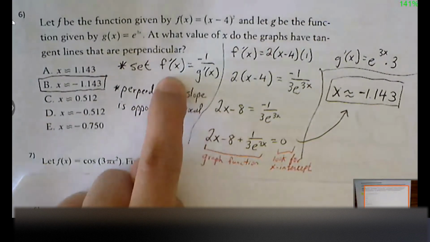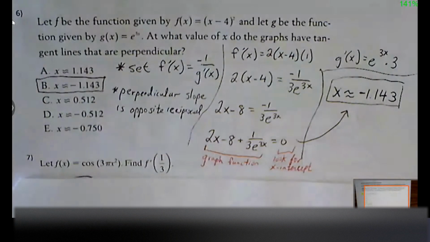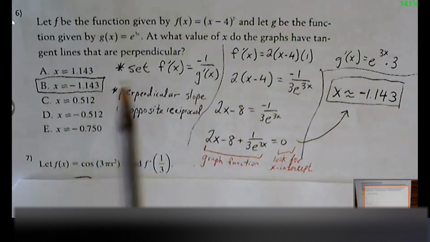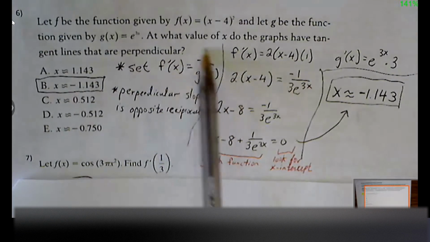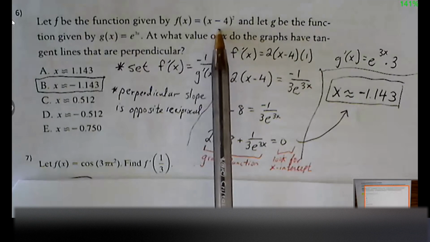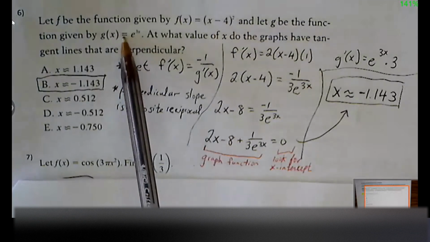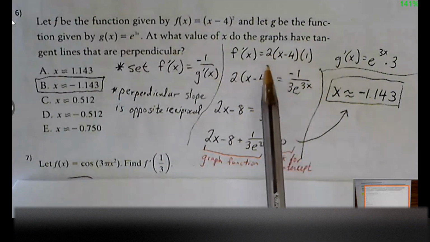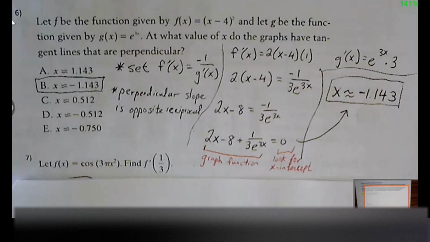So that means I want to find f prime, I want to find g prime, but they're going to have to be in this relationship where f prime is equal to negative 1 over g prime. Okay, from here, we know how we're going to approach the problem, but now we're going to figure out what to insert for f prime and what to insert for g prime. To get to f prime, we'll go through power rule. To get to g prime, we'll apply the rule for e to the u, which is e to the u times u prime.